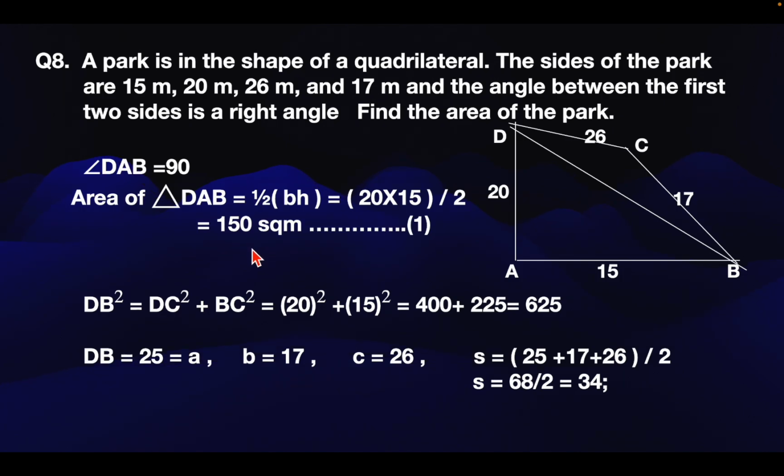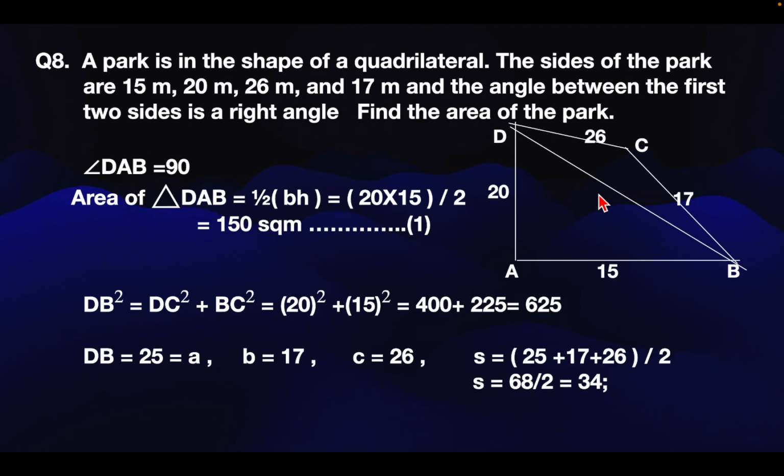Now we are going to find this length, because for this triangle we have to use Heron's formula only. This length is the hypotenuse of this triangle. So dB square is equal to 20 square plus 15 square. That is dB square is equal to 625. Therefore dB, this length, is 25. The square root of 625 is 25. Now let us take this triangle DBC.